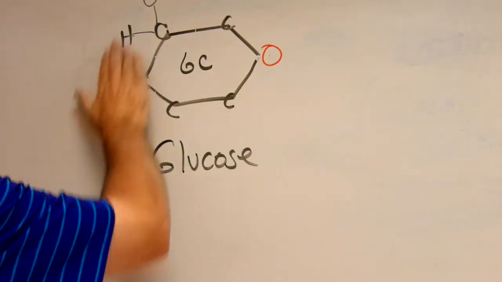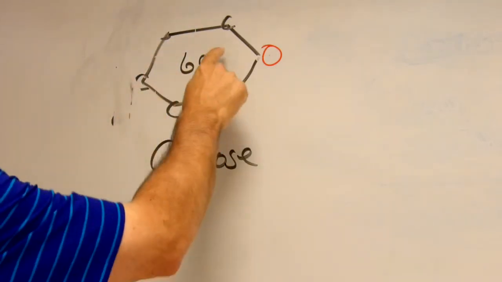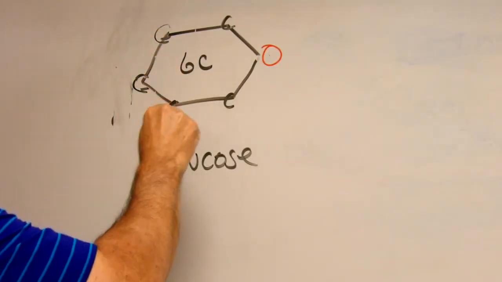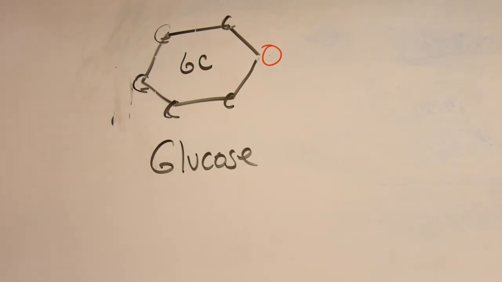Okay, now, granted, there are other things coming off of here, and we're not drawing those because this 6-carbon ring is our face. That's what we want to notice about this.